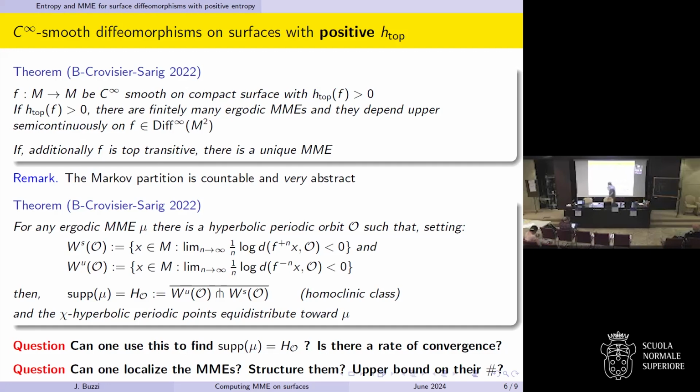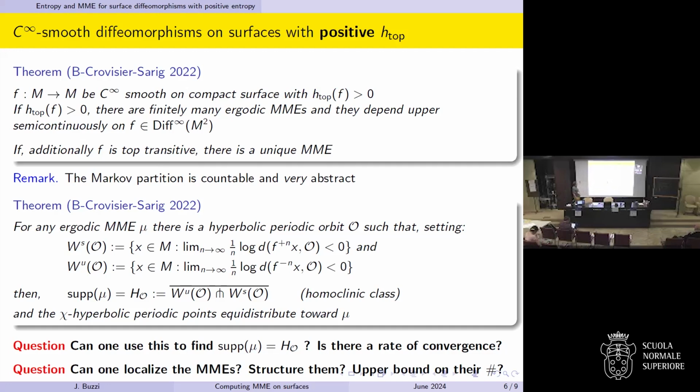Okay, but one thing that you could imagine is that if you're able to see where the MMEs are and what these homoclinic classes look like, maybe you don't understand anything more, but maybe you would see something. Okay, so I don't know. Otherwise, so this is kind of motivation.